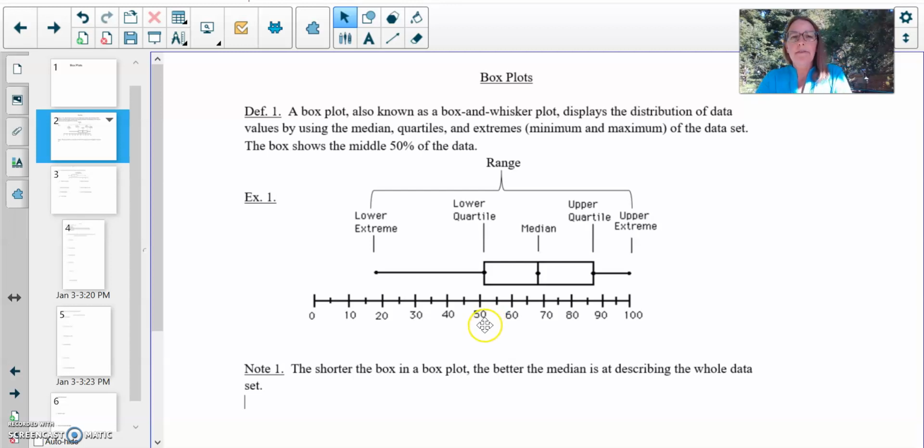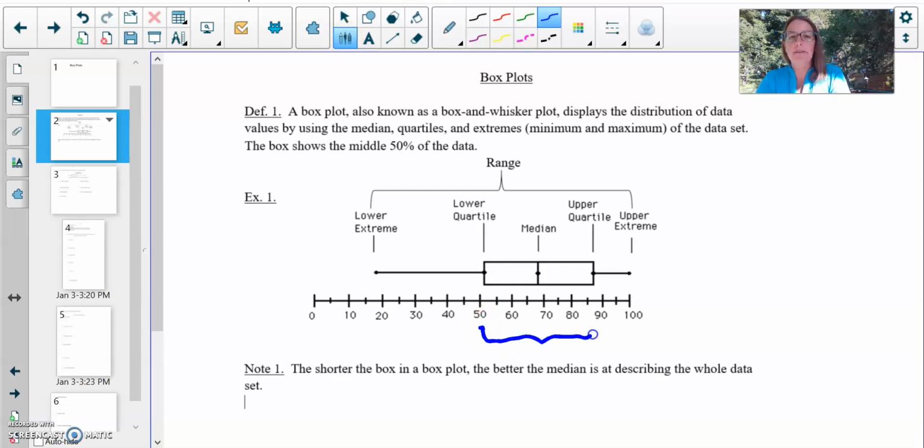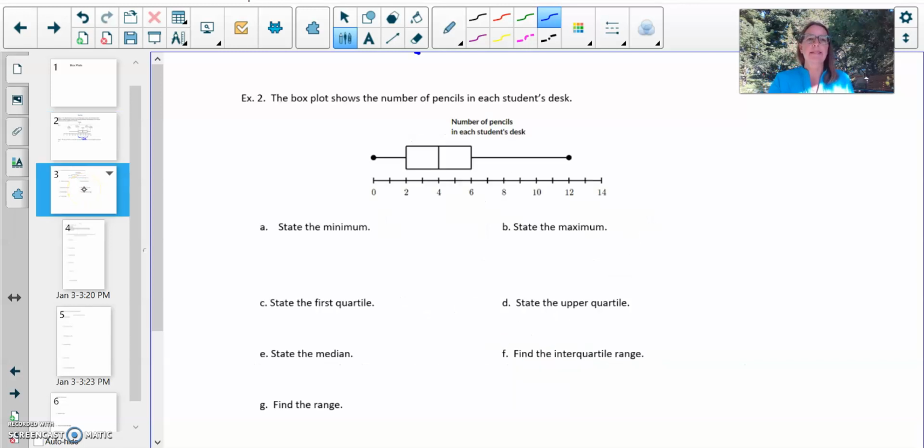So the length of the box is the interquartile range. So I'm just going to add that to our picture. So that is the IQR. Okay, the shorter the box is in a box plot, the better the median is for describing the entire data set.